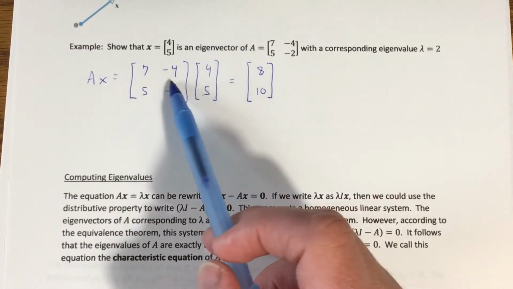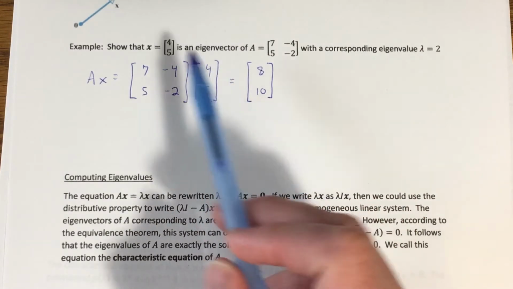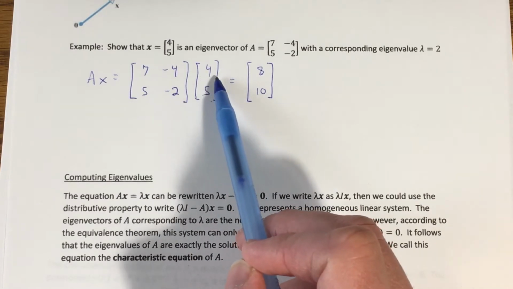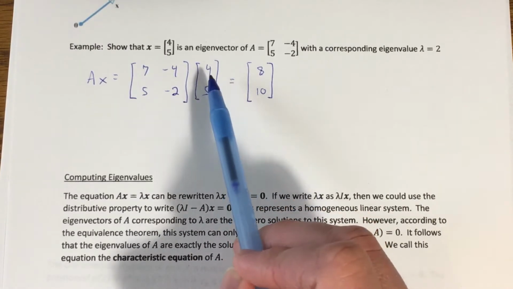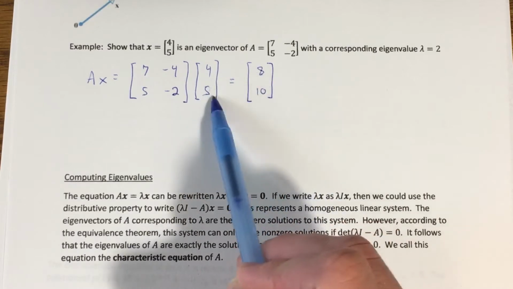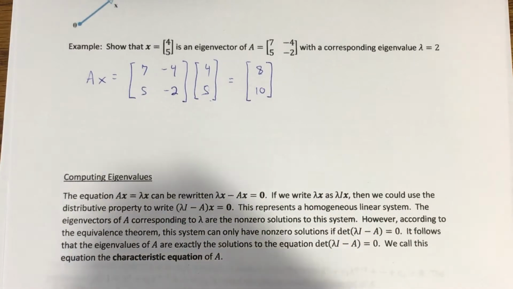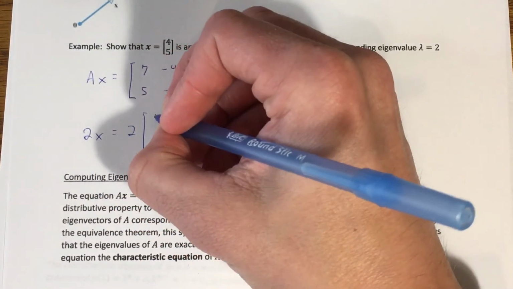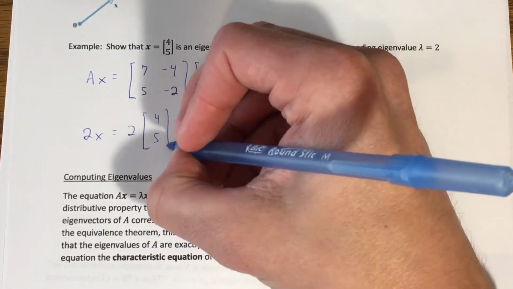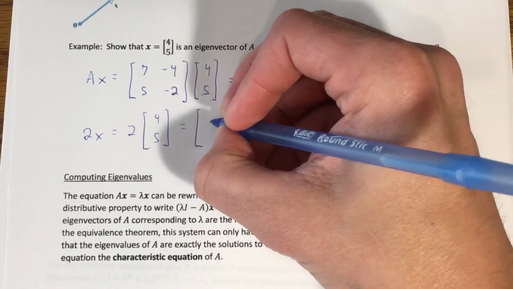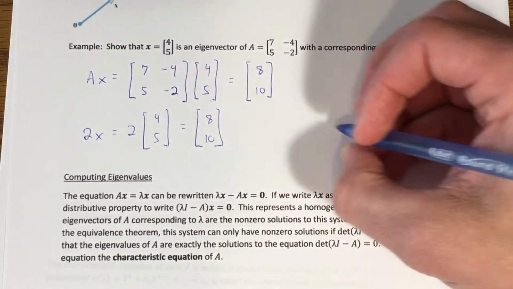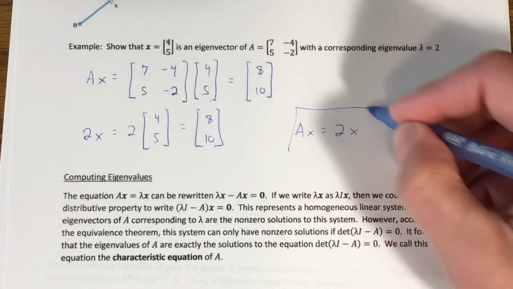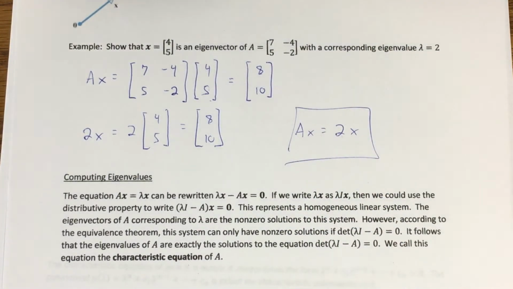But if you notice, multiplying the vector 4, 5 by this matrix effectively just accomplished the same thing as multiplying this vector by the scalar 2. I doubled the values of those entries. So 2x, or 2 times 4, 5, gives me the same thing, 8, 10. This shows that Ax is equal to 2x. 2 would be the eigenvalue here.